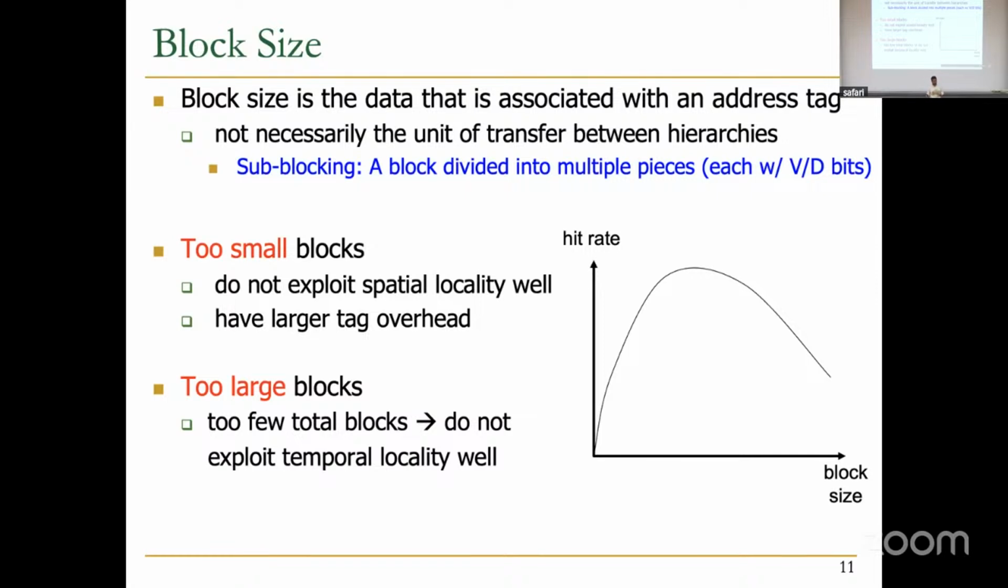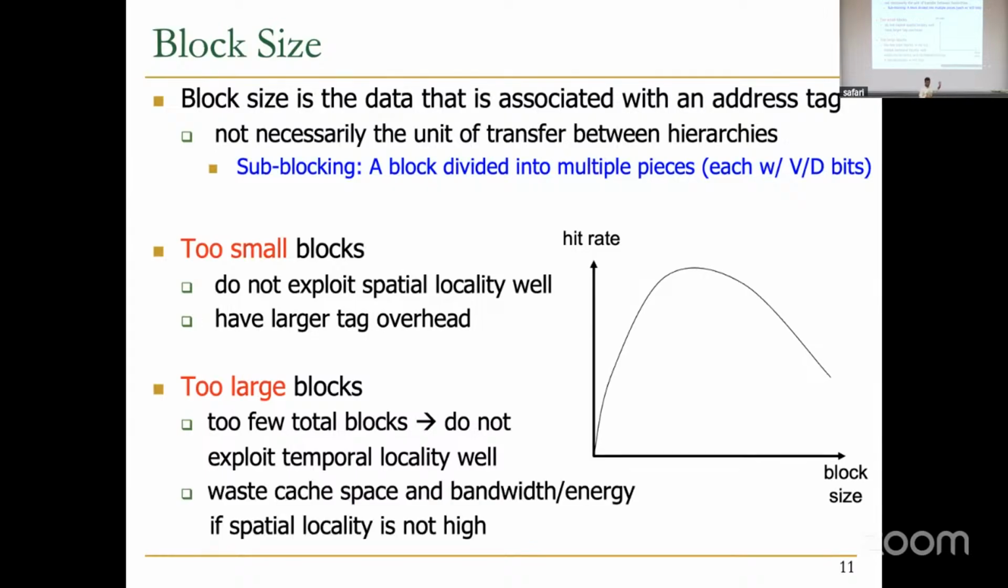But if it is not, then you would actually see performance drop, because this huge block would take a lot of time to transfer. It would also waste energy. It would waste the cache space, bandwidth, everything, right? So that's the sweet spot that we want to operate on. The cache block size should not be too small, so that it can exploit spatial locality, and it should not be too big, so that it does not waste the energy and the bandwidth.